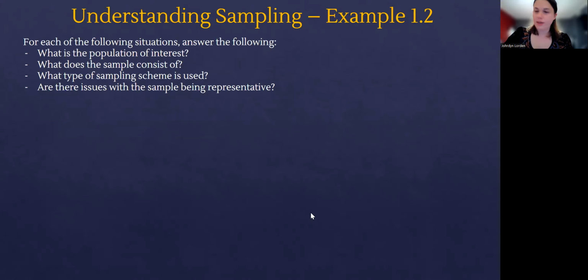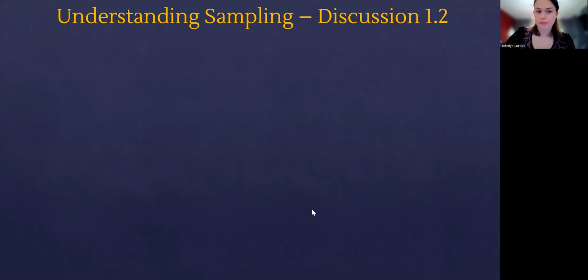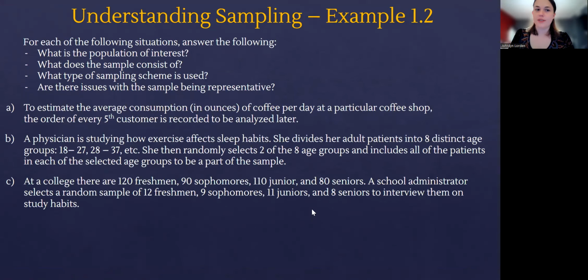So I want you to read through each of these following scenarios. Please pause the video and go through these scenarios, and I want you to identify the population of interest, the sample, how did they sample it? What was the sampling scheme used? And are there any issues? See if you can find any issues with the sample being representative. Is there something that they could have done better, something that they did wrong? Or is there some way that you just have questions about, right? That they needed to clarify to make sure that they did their study correctly. Making sure you pause the video. Okay.